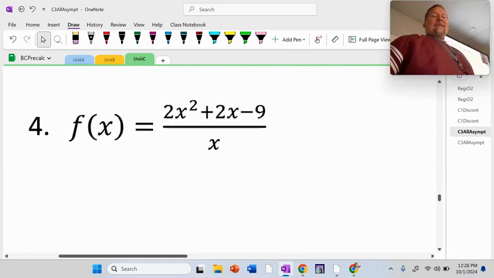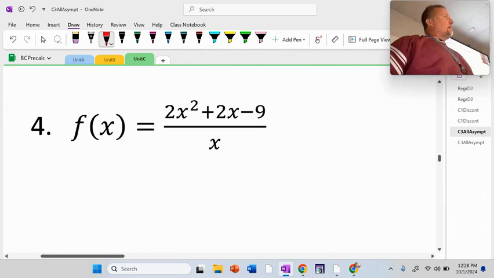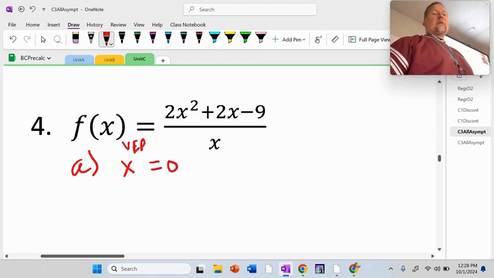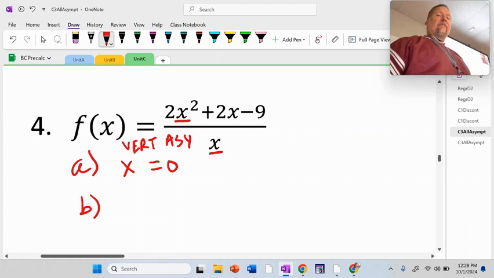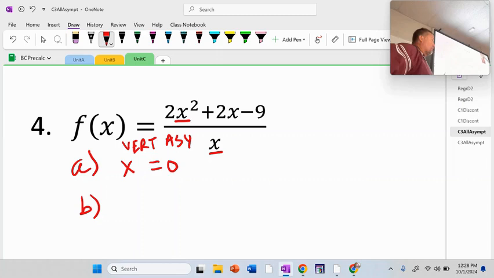Next. This doesn't factor. I don't have a hole. Let's just get it over with. X equals 0 is our vertical asymptote because I can't have a 0 in the denominator. Now we got a problem. I told you in these questions, when I plug in infinity, I get infinity. That means the graph's going off into infinity or negative infinity, but there is a control.